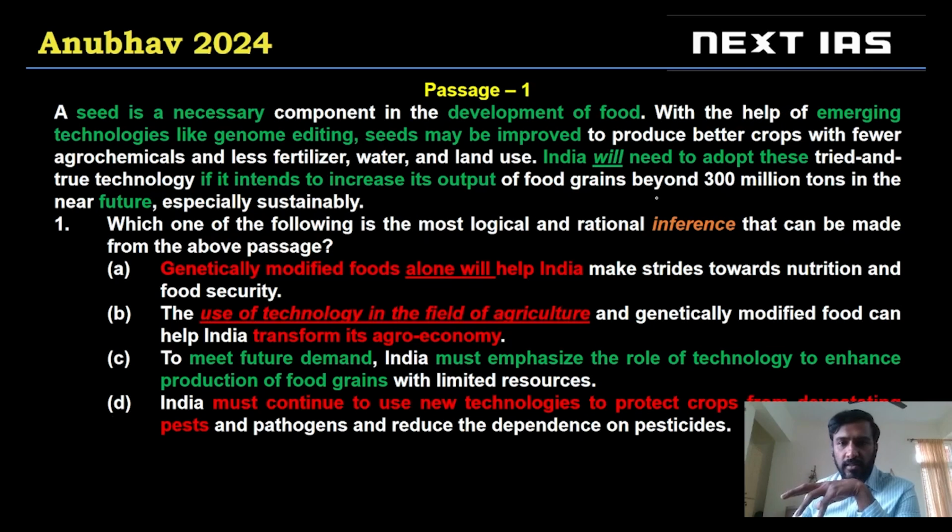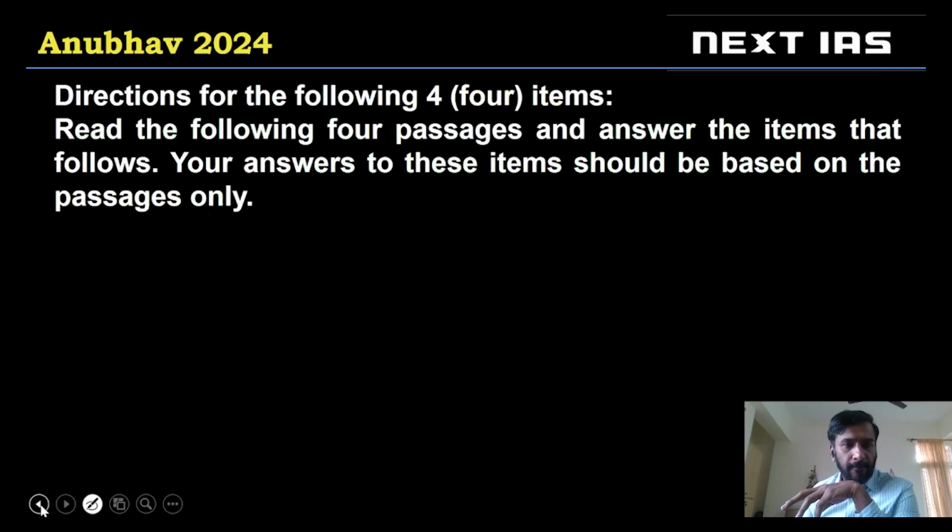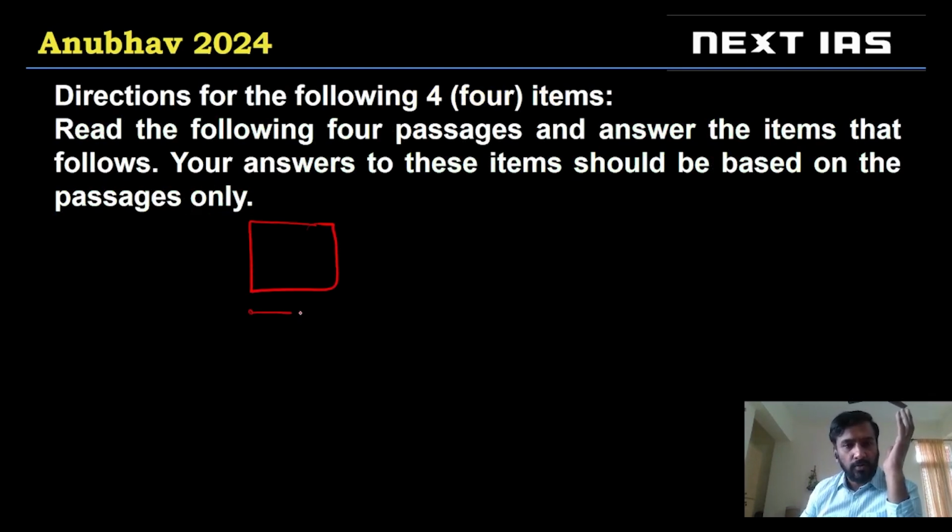The first question is an inference question. Always remember that in the verbal section of CSAT, whenever you look at a passage, you also look at what the question is asking, right? This works only for short passages.